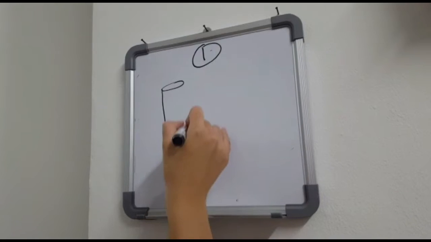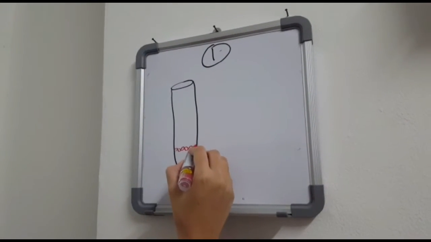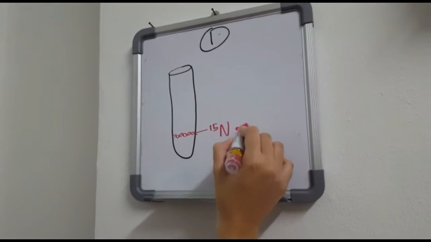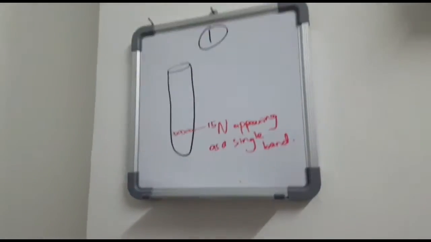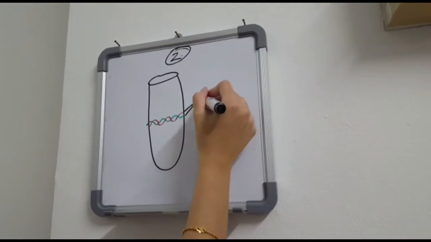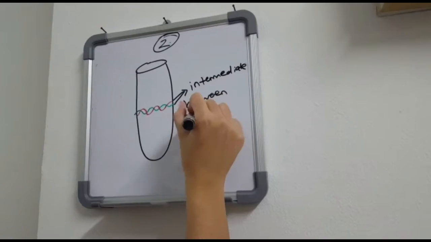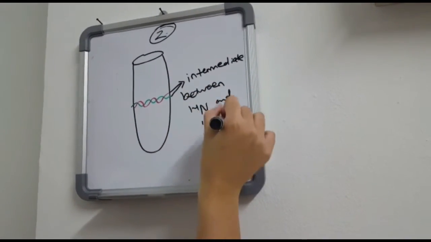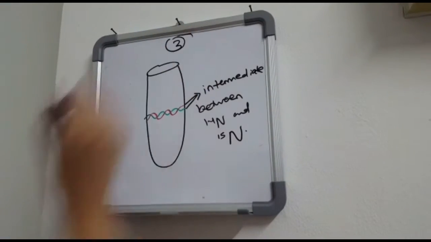Recall that in the first part of the experiment, there was only a single band of dense 15N at the bottom of the tube. This was the parent molecule of the DNA. In the second part, an intermediate band was formed, which means that it contained part of the 15N, which is the parent strand, and part of the 14N, which is the newly synthesized daughter strand.